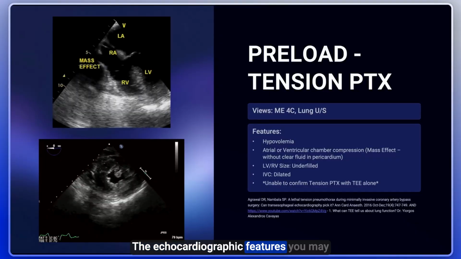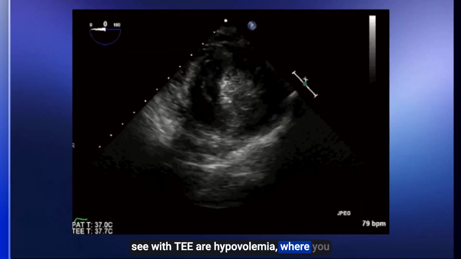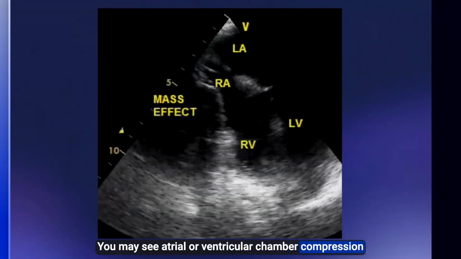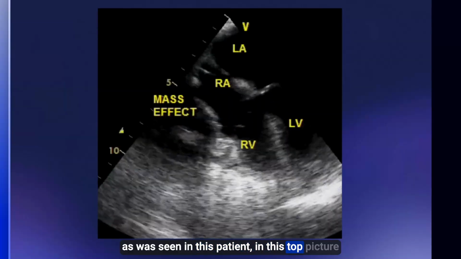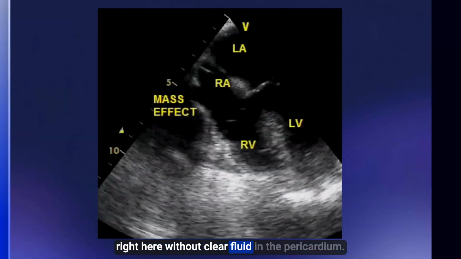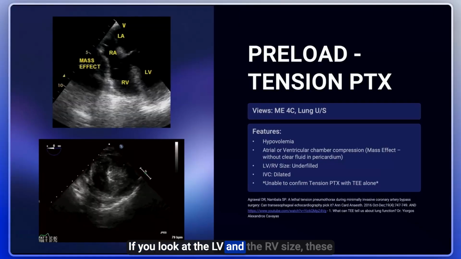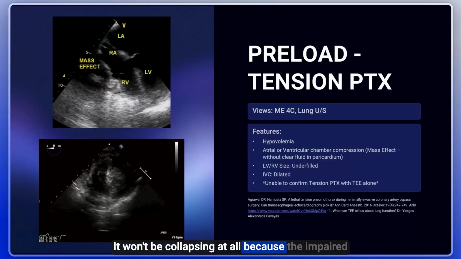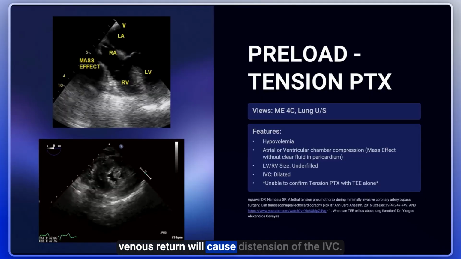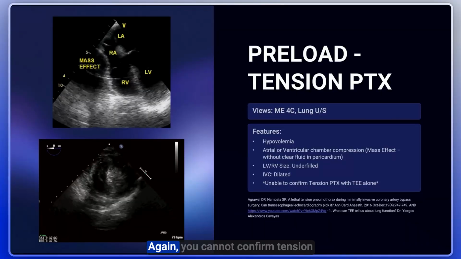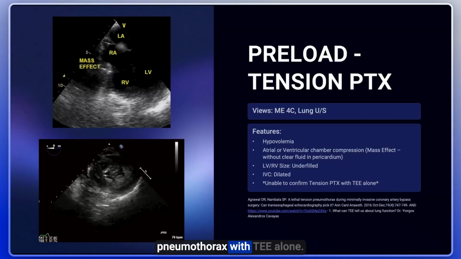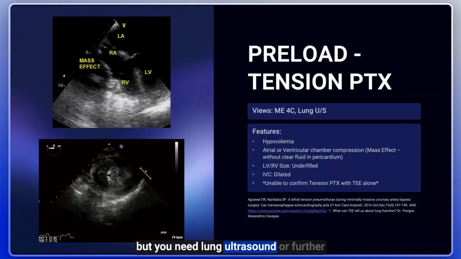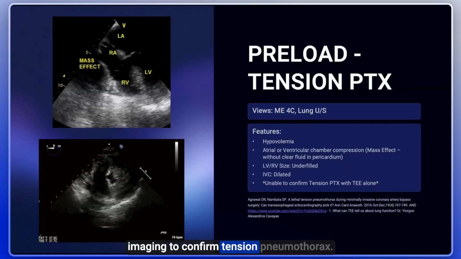The echocardiographic features you may see with TEE are hypovolemia, where you may just think it's a hypovolemic patient. You may see atrial or ventricular chamber compression, as was seen in this patient in this top picture right here, without clear fluid in the pericardium. If you look at the LV and the RV size, these will be underfilled, and the IVC will be dilated. It won't be collapsing at all because the impaired venous return will cause distension of the IVC. Again, you cannot confirm tension pneumothorax with TEE alone. It can create greater clinical suspicion, but you need lung ultrasound or further imaging to confirm tension pneumothorax.